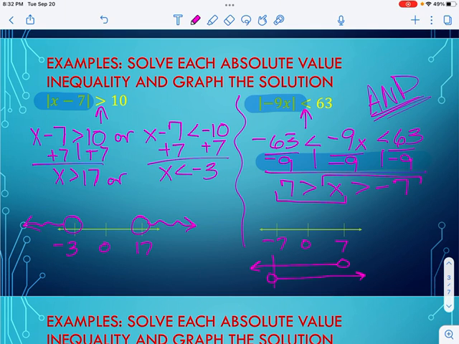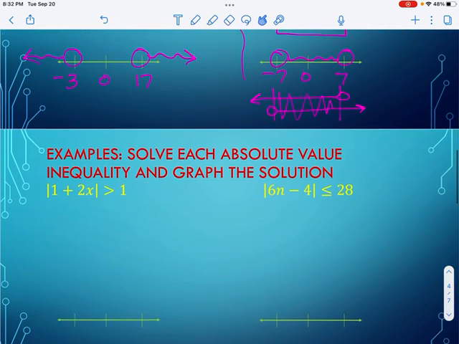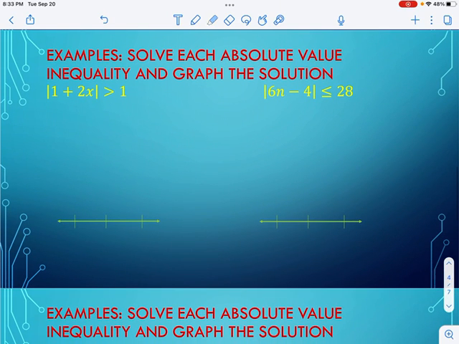Then you ask yourself, where are they being shared? And it would be all that part in the middle. So we'd go -7 to 7, and we would shade the part in the middle there. And that would be the solution to that absolute value inequality. All right, let's try a couple more here.